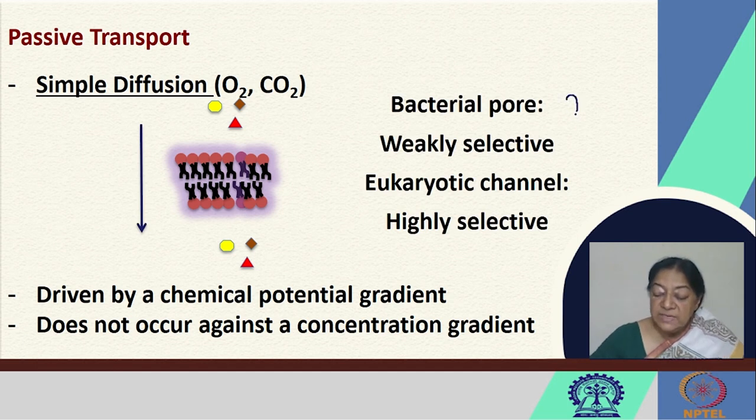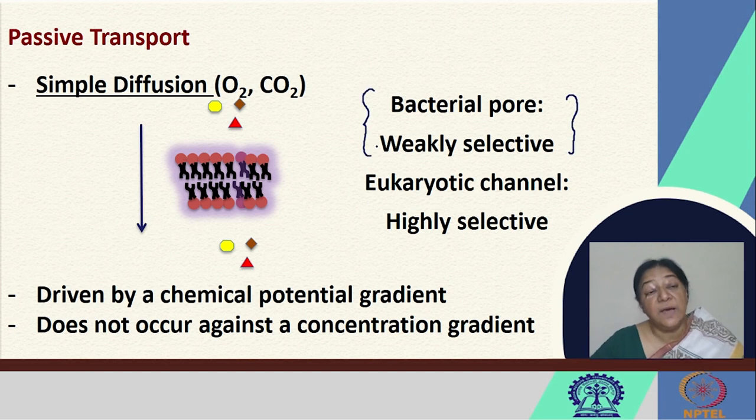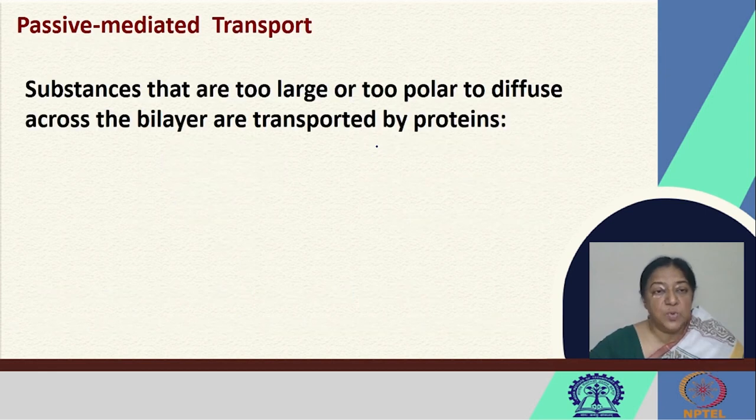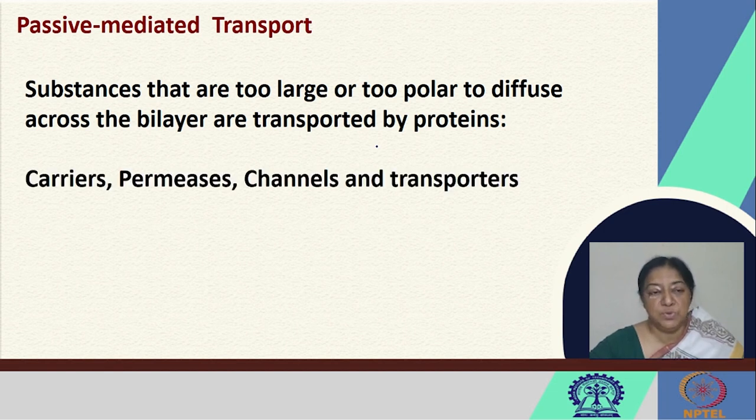We can have selectivity in some cases. Bacterial pores can be weakly selective. On the other hand, we can have eukaryote channels that can be highly selective, as we will see later on, specific to ions. In passive mediated transport, substances that are too large or too polar to just diffuse across the bilayer are transported by proteins.